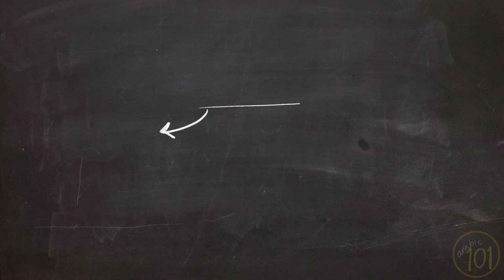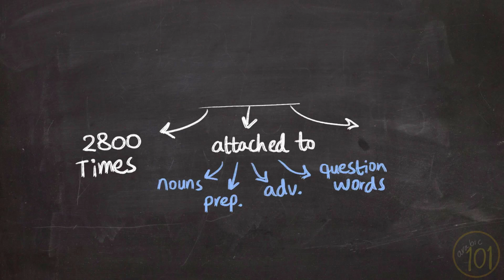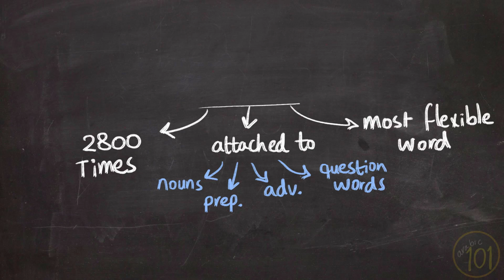It was mentioned more than 2,800 times in the Holy Quran. It can be attached to nouns, prepositions, adverbs, and even question words. It is arguably the most flexible word used in the Holy Quran. I'm talking about ma.